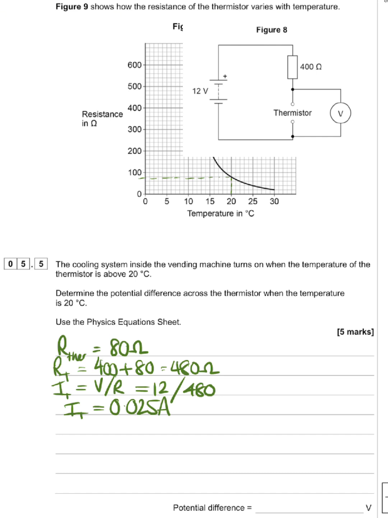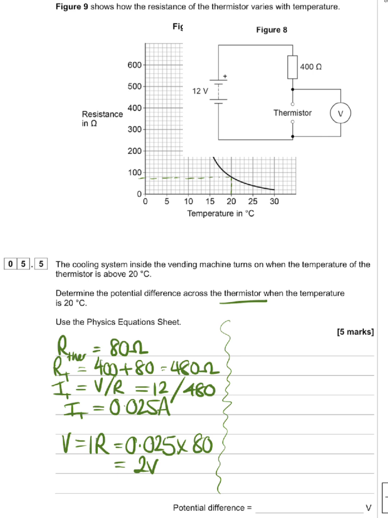So that's now the total current in the circuit, and that current is the same in the fixed resistor and the thermistor. But we're after the PD across the thermistor. So now we need to go back to our formula for PD, V equals I times R, and we know that the current, as we've just seen, is 0.025. The resistance of the thermistor is 80, so we multiply that current by that resistance, and that will give us 2 volts.